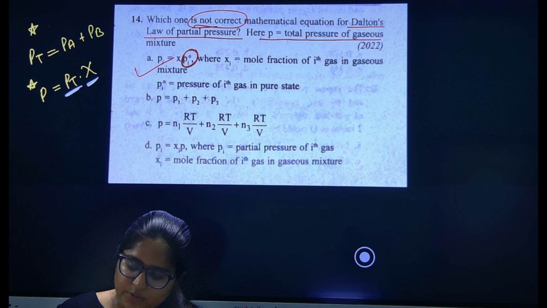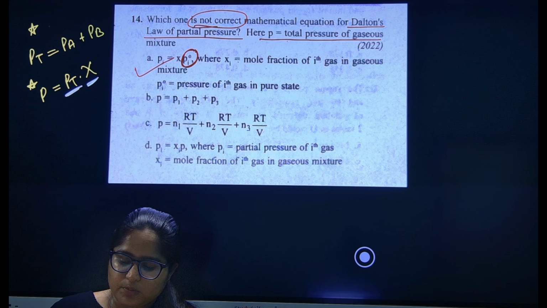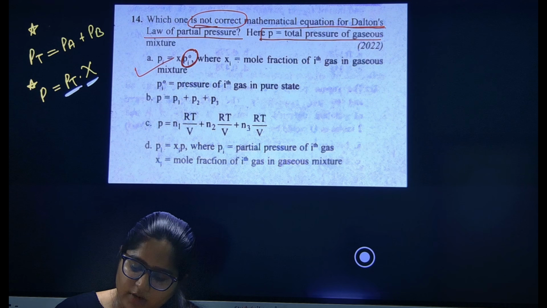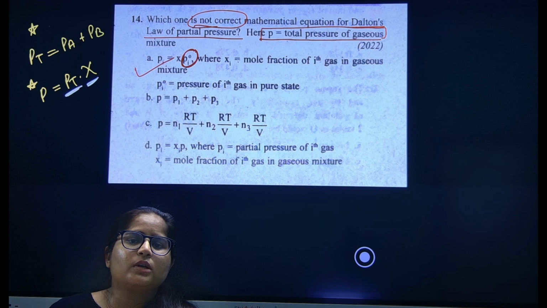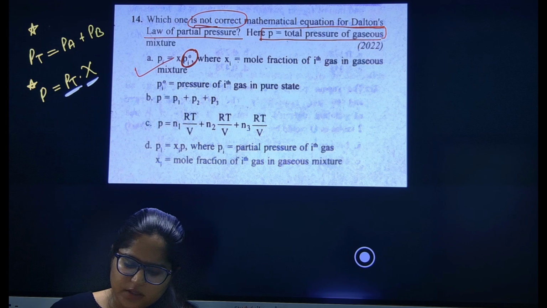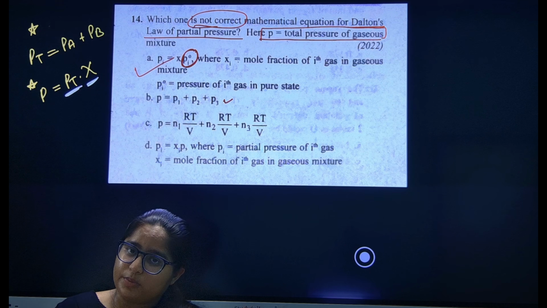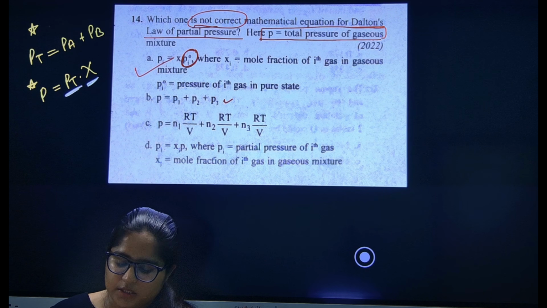Let us see the second option. P equals P1 plus P2 plus P3. What is P here in the question? Total vapor pressure. Yes, total pressure is equal to the sum of individual pressures. Correct. So this is right according to Dalton's law, but the option is wrong. Okay, because they are asking for the incorrect statement.